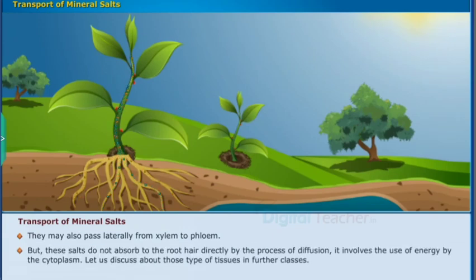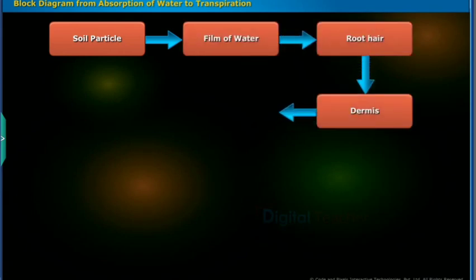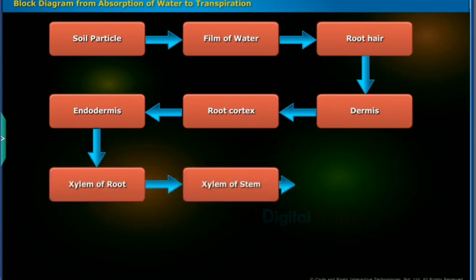But these salts are not absorbed by the root hair directly by the process of diffusion. It involves the use of energy by the cytoplasm. Let us discuss those types of tissues in further classes. The flowchart on the screen gives the block diagram of transportation of materials in plants, from absorption of water by roots to transpiration by leaf.